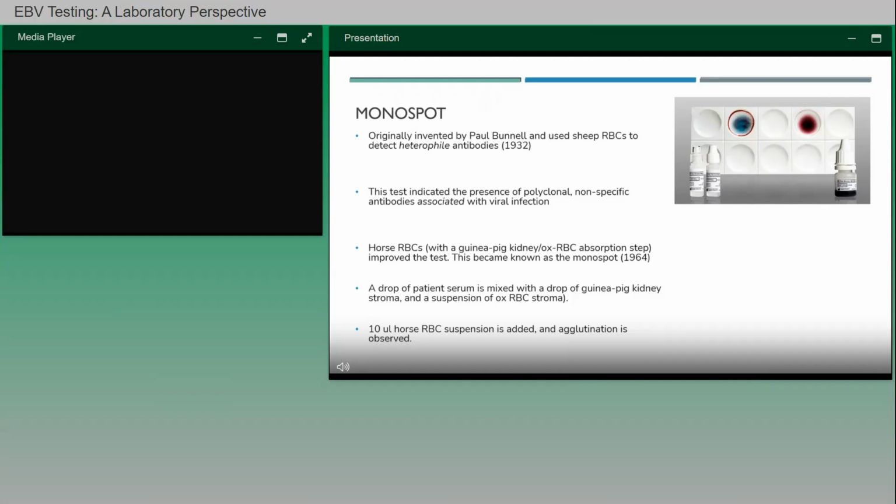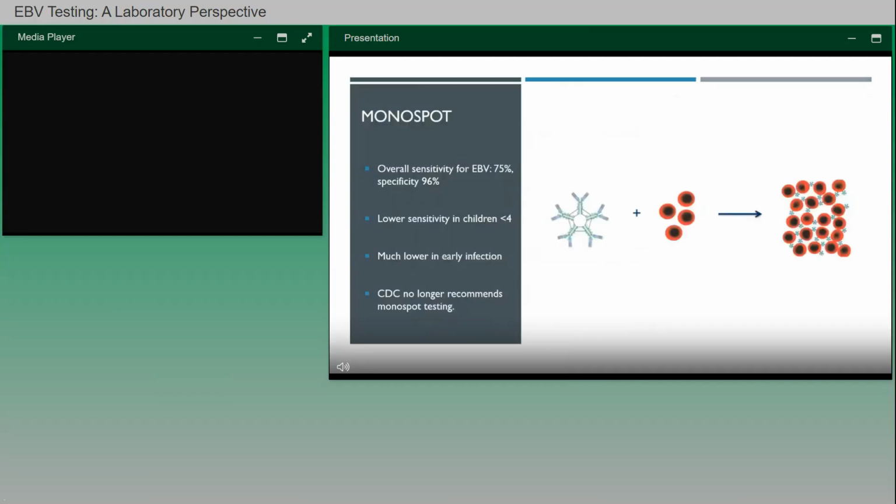And again, this is a very non-specific test, right? It's just detecting viral associated antibodies, which is not the same thing, obviously, as detecting a specific antibody for an EBV protein. And this agglutination that you observe in the Monospot test can occur with any antibody, IgG, IgM, IgA, but the main antibody in the Monospot reaction is the IgM antibody. So the Monospot is kind of going away.